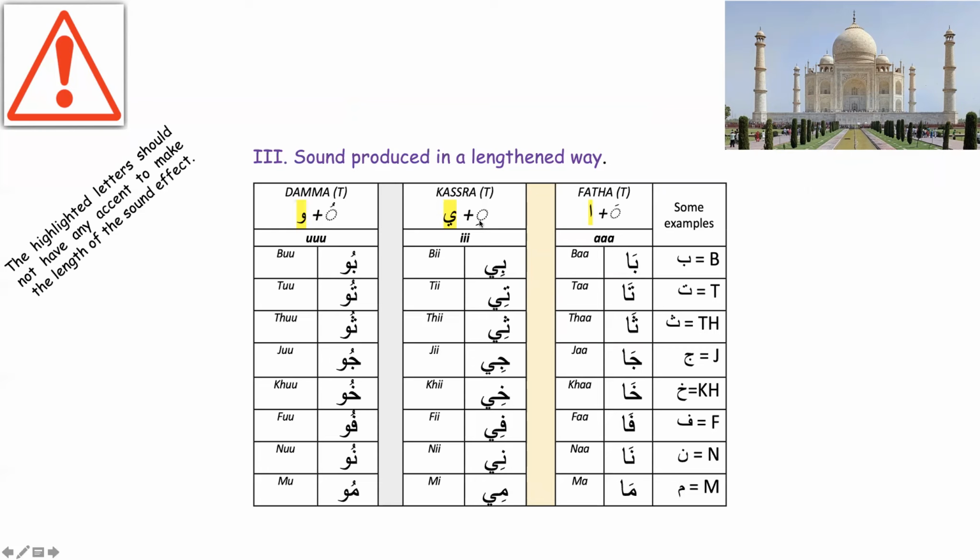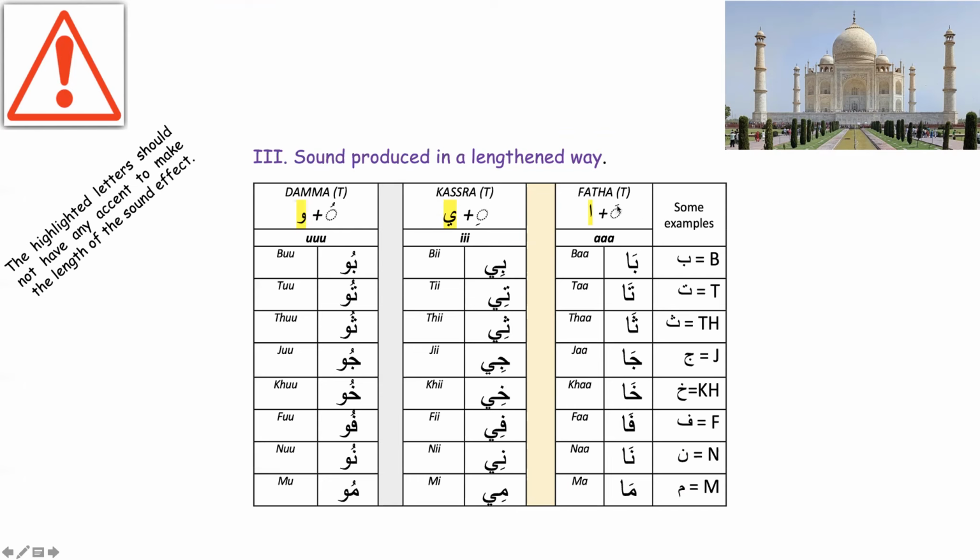In the second case, we have the kasra. Whenever the kasra is followed by this letter called ya in the Arabic alphabet list, the sound produced is lengthened, which means instead of saying i, we will be saying ee. And in the third case, the dhamma plus this letter called wow, the sound produced will be oo. Okay? So to pronounce a lengthened a, it's a must to have fatha plus alif.